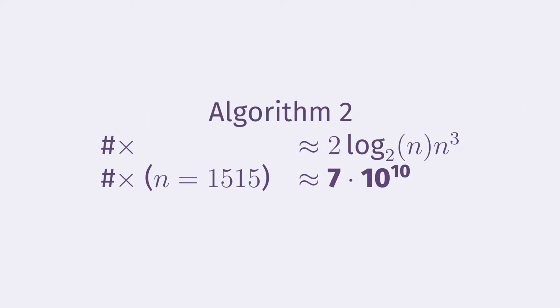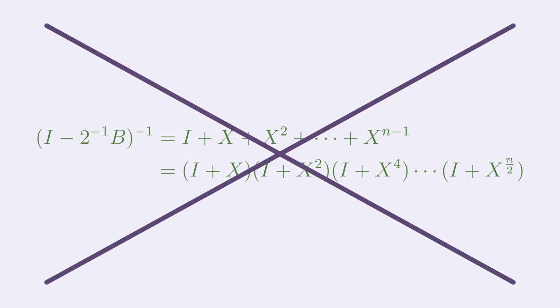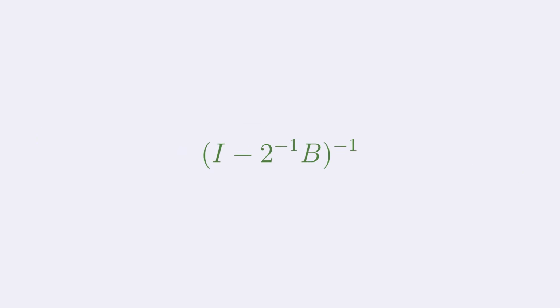For n equal to 1515, this is around 70 billion multiplications, and when I implemented this algorithm and ran it, it only took 171 seconds to run. Good enough. Nah, I can do better. Screw this long-ass sum, let's solve for the inverse matrix directly.